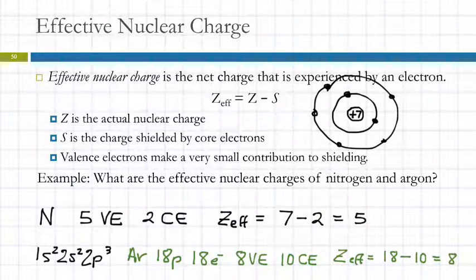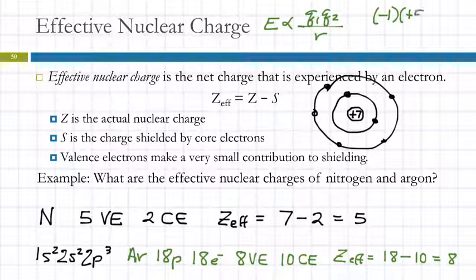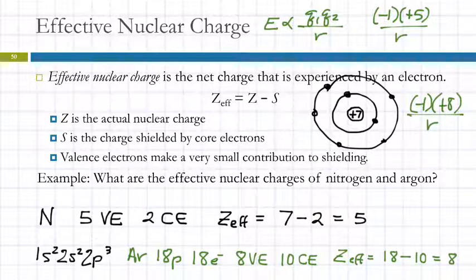And this goes back to Coulomb's law also. Coulomb's law is proportional to Q1 Q2 over the radius. So for nitrogen, we've got a negative 1 electron and an effective nuclear charge of plus 5 over some radius. And for argon, it's a negative 1 for the electron and a plus 8 for the effective nuclear charge on the nucleus.